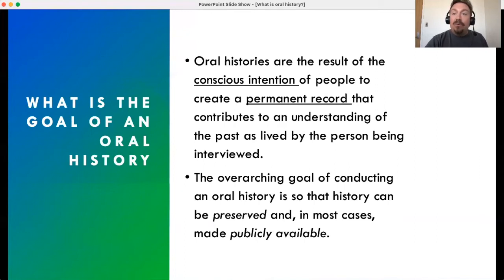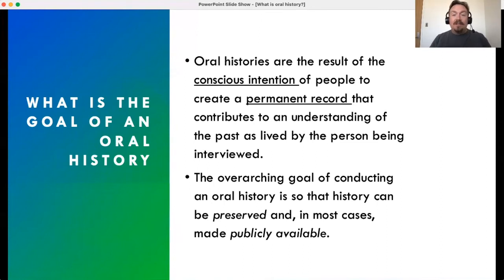Oral histories are the result of a conscious intention of 2 or more people to create a permanent record that helps contribute to an understanding of the past as lived by the person speaking. There are 2 important terms here: conscious intention and permanent record. Conscious intention means that the intent is to create an oral history. In other words, oral histories don't happen accidentally. Permanent record means that the goal is to create a historical record that is as permanent as possible.